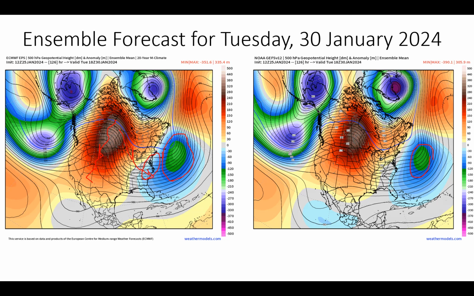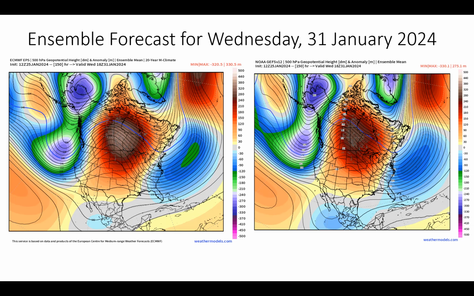If we look over here on the right, we still see the ridging as well on the GEFS v12 extending northeastward. So very similar positioning there. We do have a fairly deep trough, by the way, a possibly tilted trough across the northeastern Pacific by this point in time as well, by Tuesday the 30th.